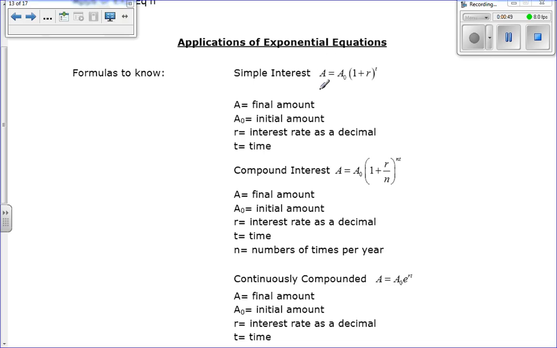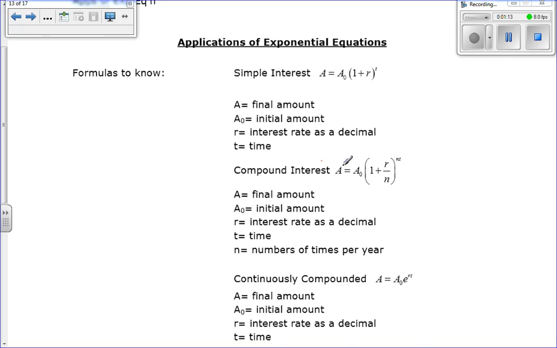A is our final amount. A sub 0 is our initial amount. This is what we're starting with. R is our interest rate as a decimal. So they'll do it a lot of times as a percentage, and you need to change it into a decimal. And T is the time that you invest.